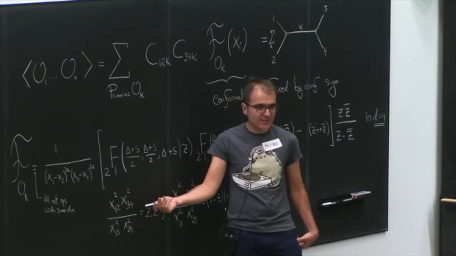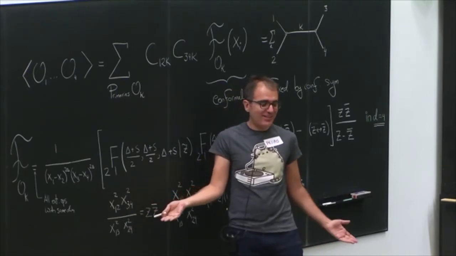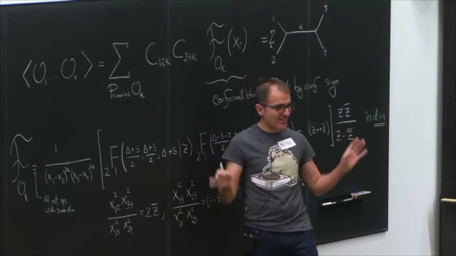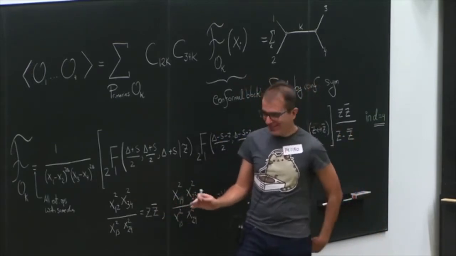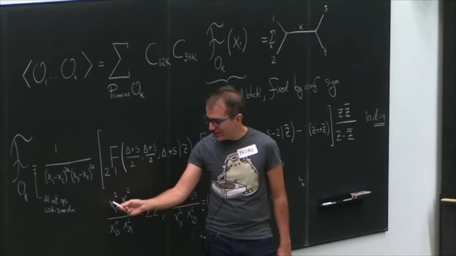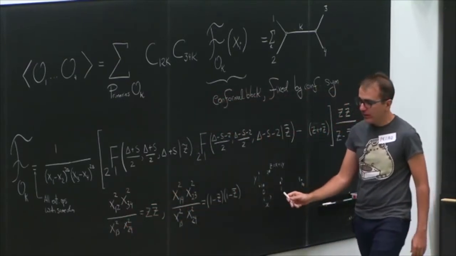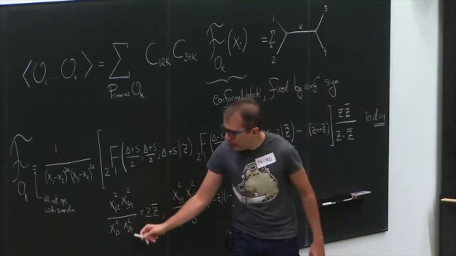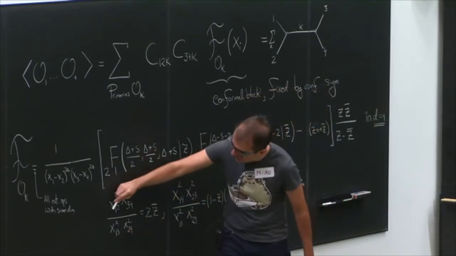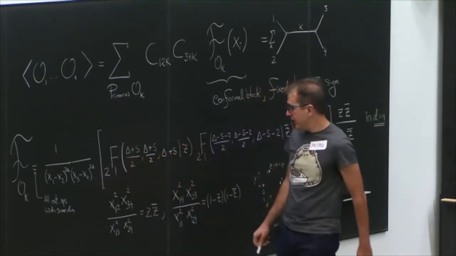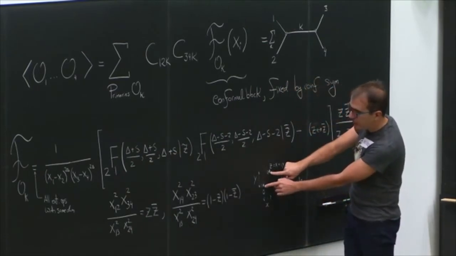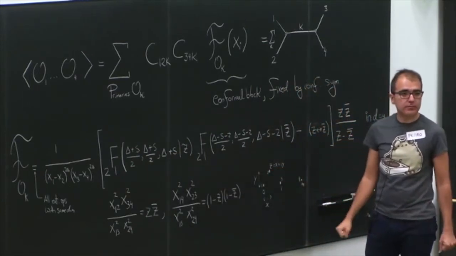It's correct. It's not a joke. It's a polynomial. It's not like some fancy infinity. So here it's really correct. Okay. So now x12 over x13. x13 is 1, right? Because point 1 is at 0, point 3 is at 1. So all this cross ratio here in this choice of points is just this distance, x12 squared. And x12 squared is this distance, so it's z times z bar. That's what I wrote there.